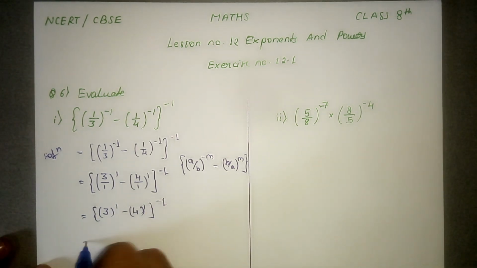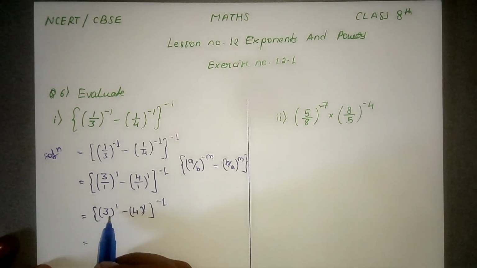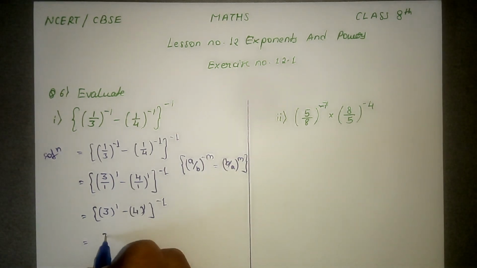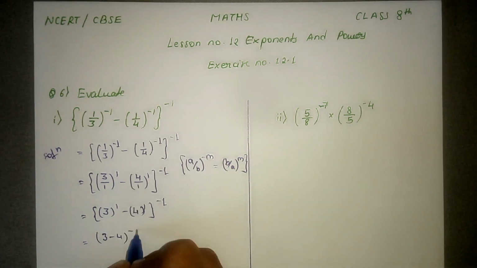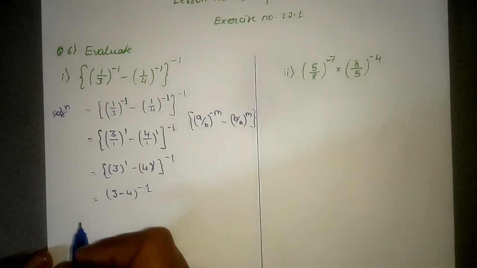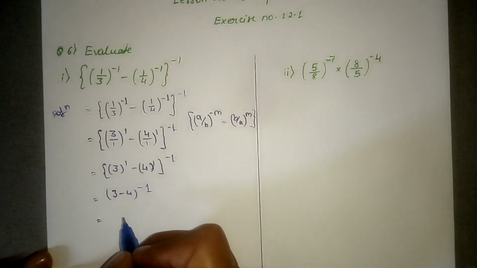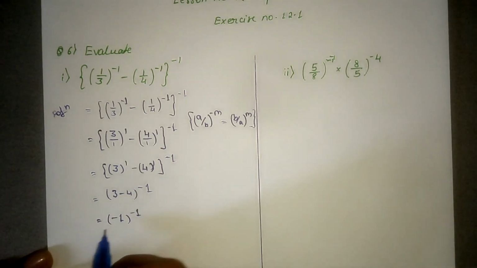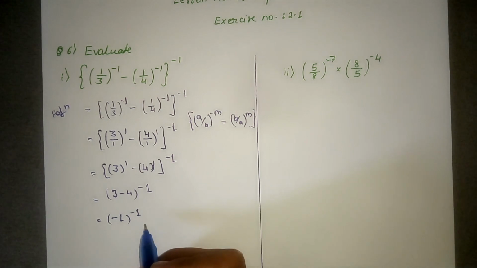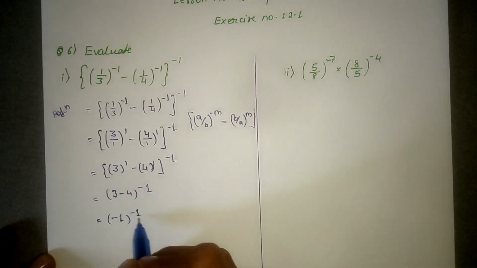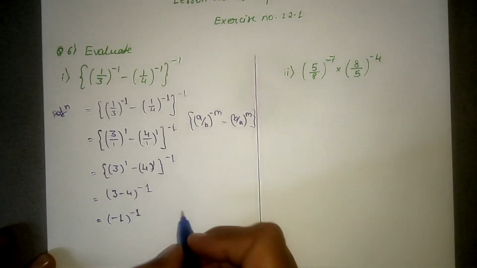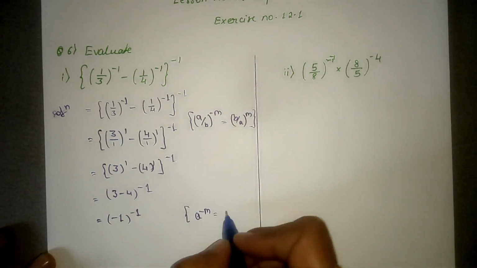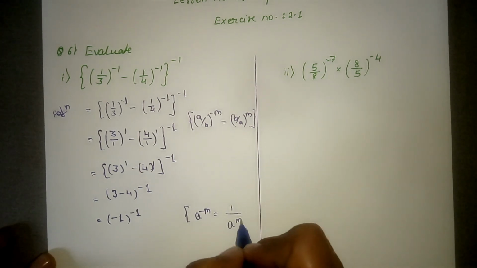And if the exponent is 1, it means we multiply 3 with itself 1 time, and 4 also 1 time. It means we can write it as (3 minus 4) whole raised to the power minus 1. Then 3 minus 4 equals minus 1, so now it is minus 1 raised to the power minus 1. Here the exponent is negative, we have to make it positive. For that we have a law: a raised to the power minus m equals 1 upon a raised to the power plus m.